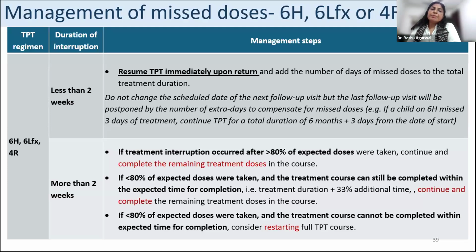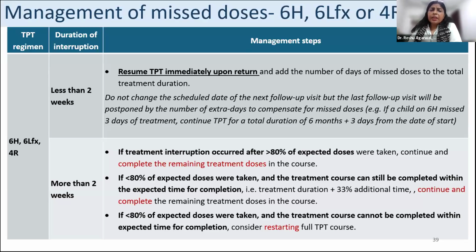But if the patient has missed the doses for more than 2 weeks, in those cases, if the treatment interruption occurred after a patient had taken more than 80% of the doses, then you can continue and complete the treatment. So if you are getting this 80%, the golden rule is you don't have to do anything. You have to just continue with the treatment and add the remaining doses.